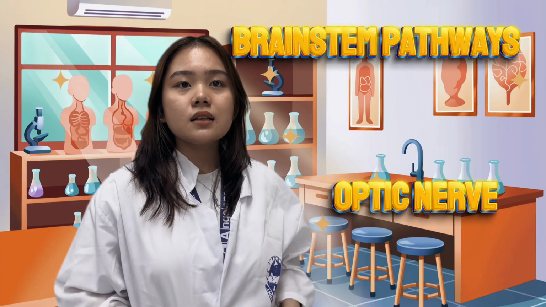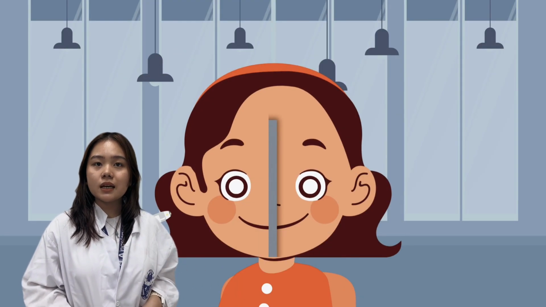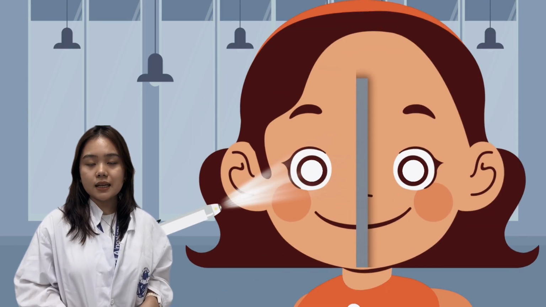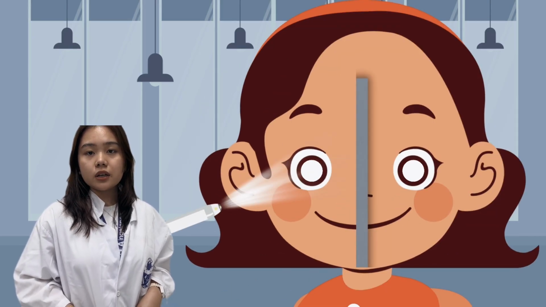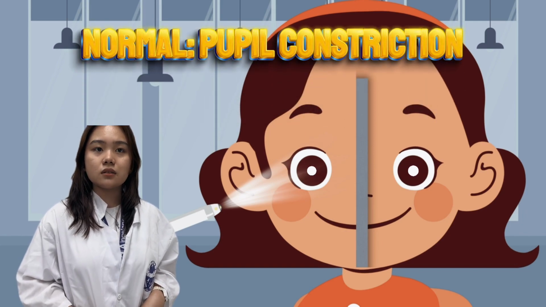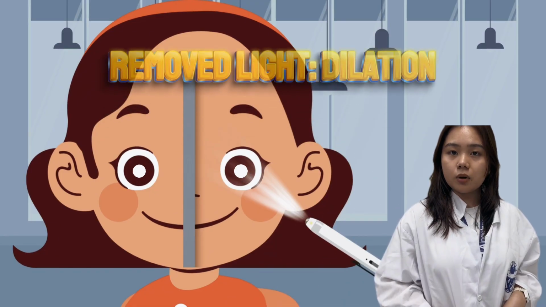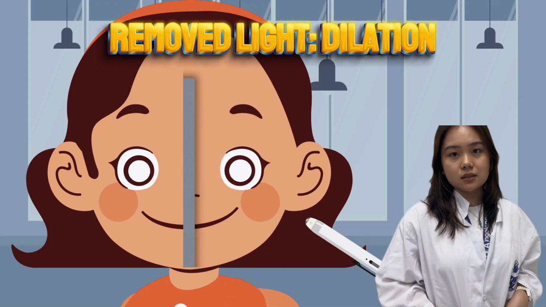Proceeding to a functional test, now we demonstrate the pupillary light reflex. This test evaluates the optic nerve and the brainstem pathways. The room must be dim. A divider covers one eye while we shine a pen light toward the other from the side, not directly, to avoid startling the subject. A normal response is pupil constriction. We repeat the procedure for the opposite eye and observe how both pupils change once the light is removed.